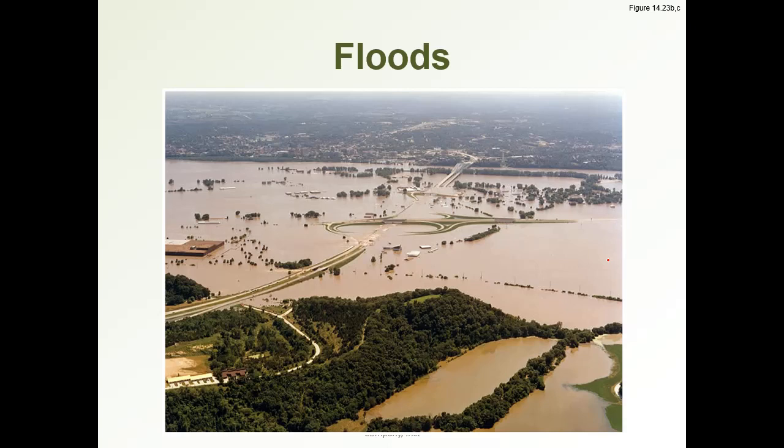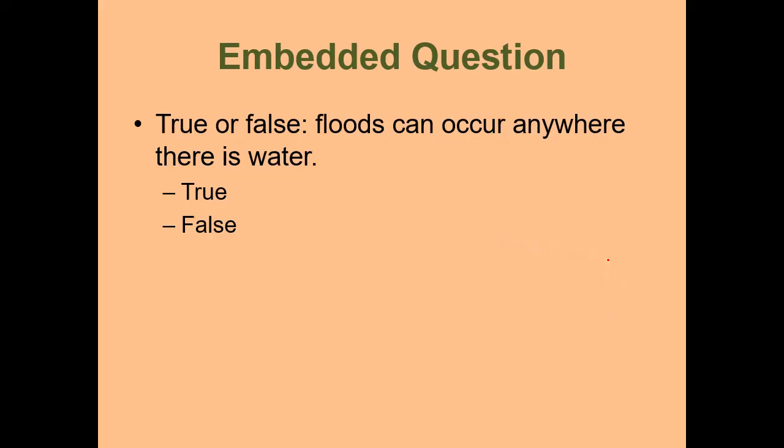The other type of flooding that we can get is flash flooding, which happens much faster and can happen anywhere. Flash flooding is very dangerous because it's not something we can anticipate. It's not something we can prepare for. So we're going to talk about both of them a little bit.